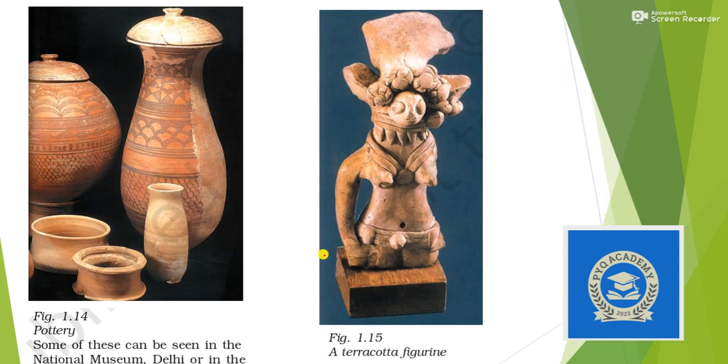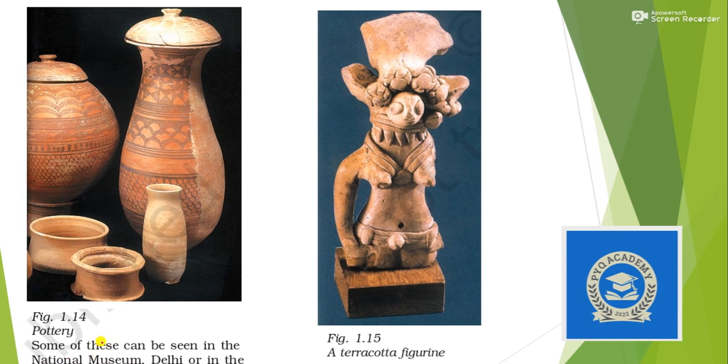Next, so this is a pot which was excavated, and you will find this pot when you visit the National Museum, Delhi. Okay, I visited the National Museum, I saw these pots. When you visit the National Museum, you will also find various things like this terracotta figurine, and various seals are also present there. So one thing which you have to remember, the color in general was red.